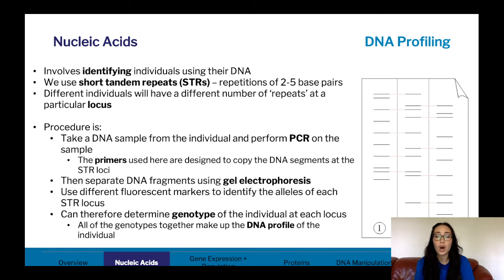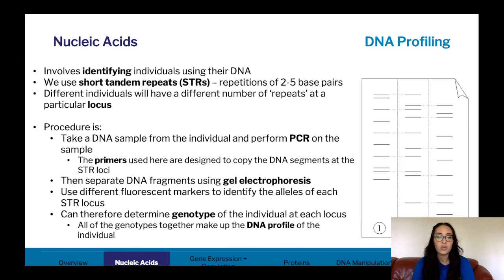The probability that I have two loci where I have the same numbers of repetitions as you at two different locations is even rarer. And if I have eight different loci and we're comparing with eight of your loci, there's such a tiny chance that you and I will have the exact same numbers of repetitions of these short tandem repeats as each other.